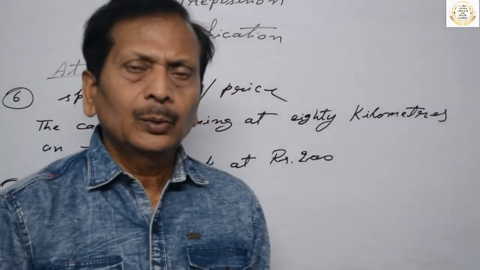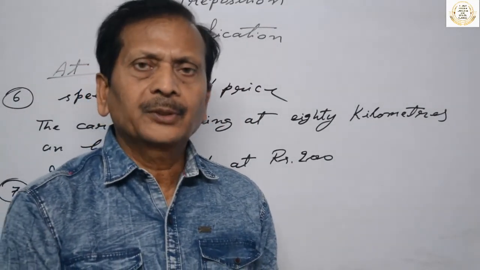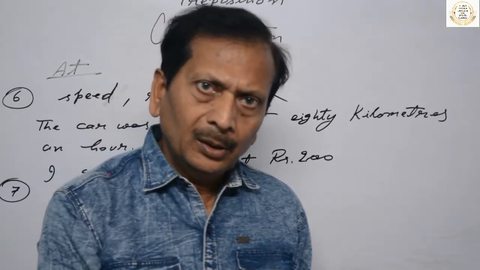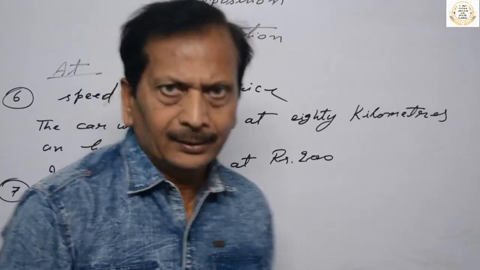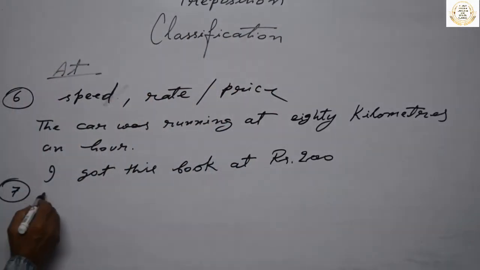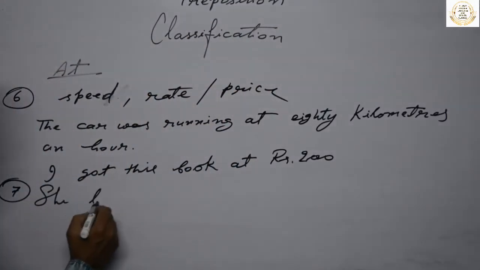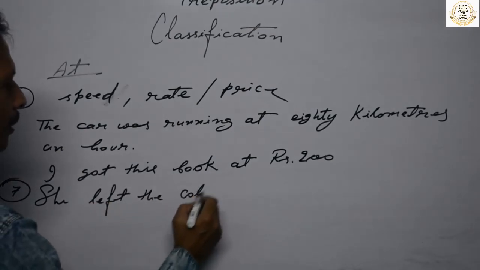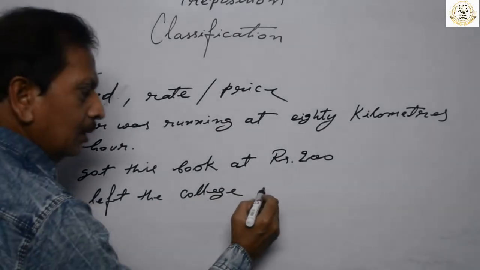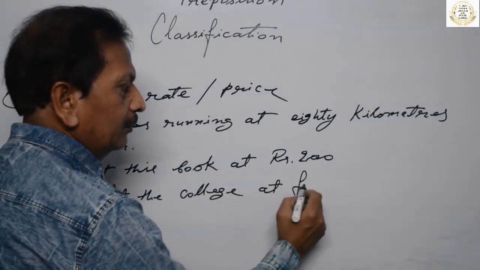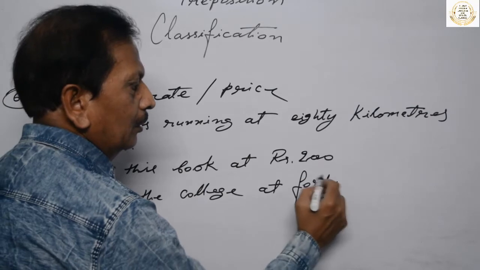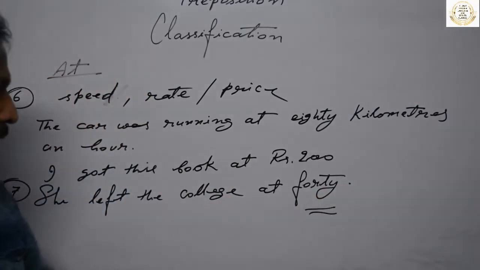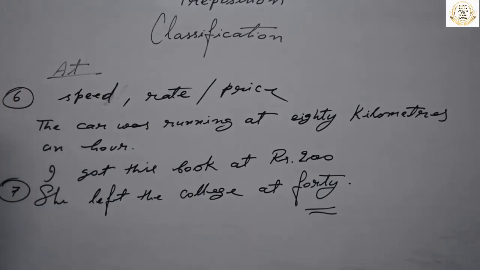If you want to say the exact age of someone, you can use the preposition at before that. Let us take an example. She left the college at 40. This is the age, and the preposition is used just before it. It's okay.